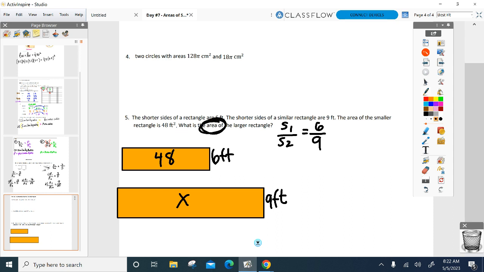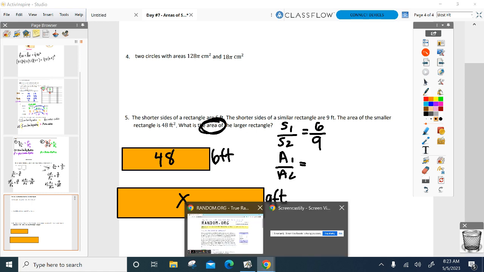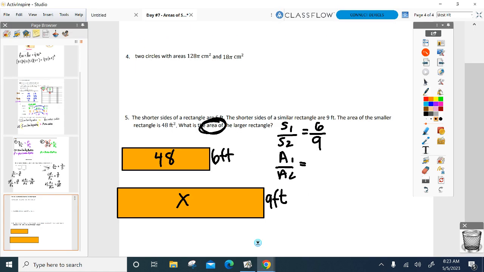Area. So if I need area, what's the area ratio then? If the sides are 6 to 9, what's my area ratio then? Because if you're going to ask me to find area, I need the area ratio. It's S1 over S2 squared. So go ahead, square them for me. 36 over 81. We're all good here. So the ratio of the areas is 36 over 81.